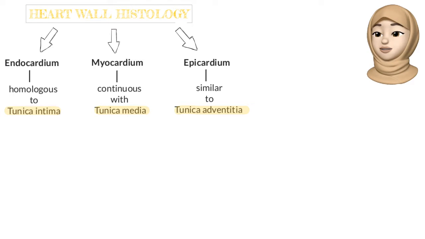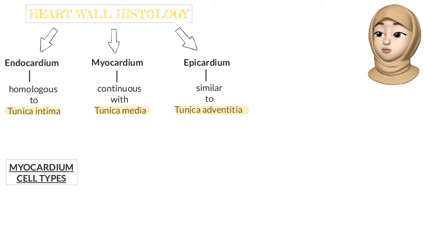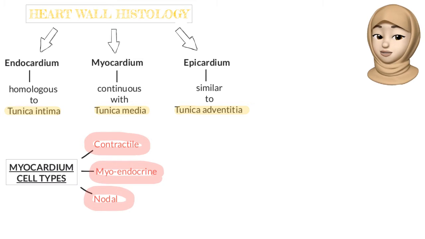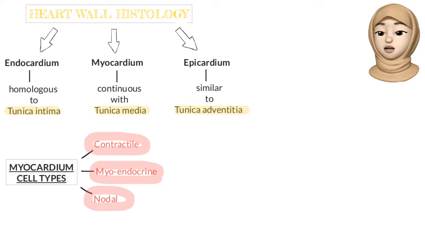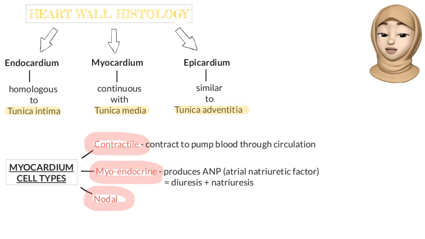We'll now discuss the three important cell types that are prominent in the myocardium of the heart wall. These consist of your contractile, myoendocrine, and nodal cardiomyocytes. The myoendocrine cardiomyocytes produce the atrial natriuretic factor, ANP, which is a potent polypeptide hormone that stimulates diuresis and natriuresis.